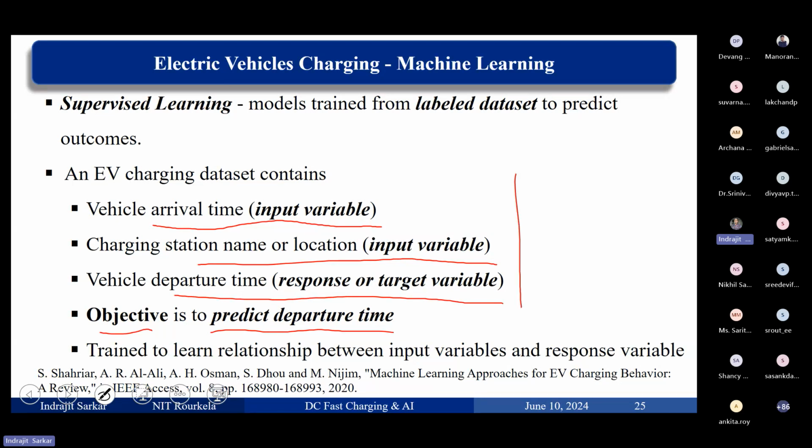There could be many more parameters; I am just giving two example input variables and one target variable. The system is trained to learn the relationship between the input variables and the response variable. If we input these two, the system calculates from the trend. The system is already trained and knows how the pattern goes. Definitely there will be an error. If the error is within some tolerance limit, the algorithm can predict at what time he or she may leave the charging station after charging.